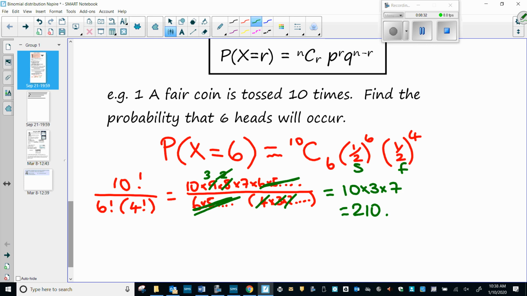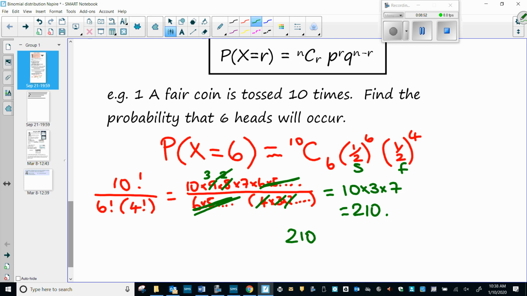So that means 2 went into the 8 twice. Yeah? Yeah, we all good? Alright, so this value here is 210. We've got to work out what this is.